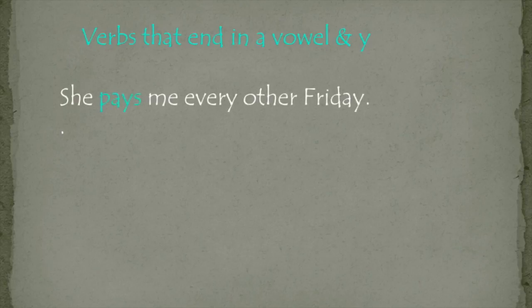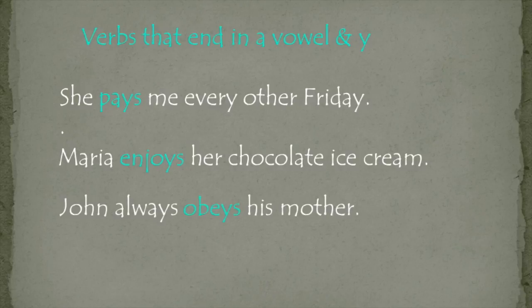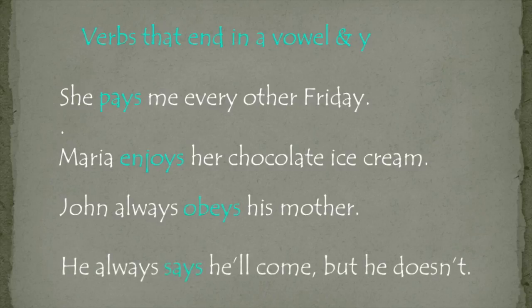Now for verbs that end in a vowel plus Y, you don't have to drop the Y. You simply add an S to the base form of the verb, as in the following examples. She pays me every other Friday. Maria enjoys her chocolate ice cream. John always obeys his mother. He always says he'll come, but he doesn't.